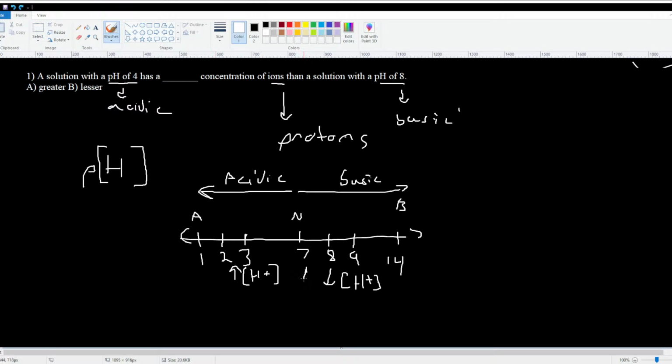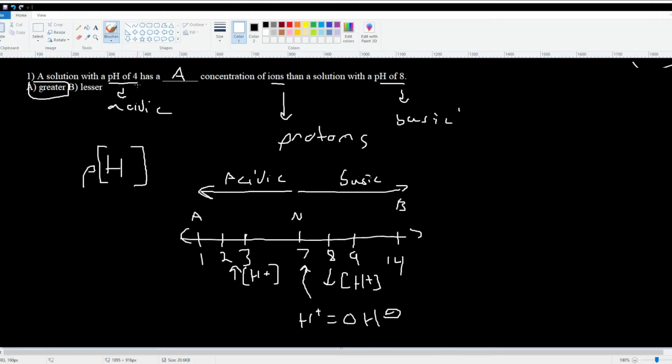Whereas when something has a pH of 7, it's sort of like equal. It's equal with a different molecule known as OH, or rather hydroxide. But we don't really want to worry about that. We're just focusing on proton concentration. So, of course, taking all of that into account, the answer would be A, greater.